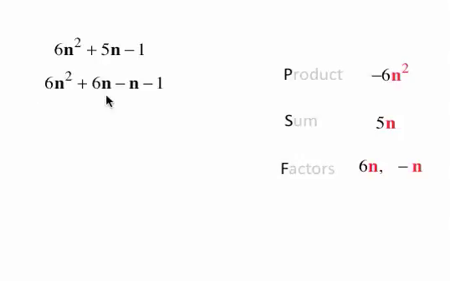Then what we want to do is group to factor. So we're going to take the first two terms and find the common factor, which is 6n, and we pull that out. We're left with n plus 1. Then for the last two, what's common? Nothing really besides a negative 1.